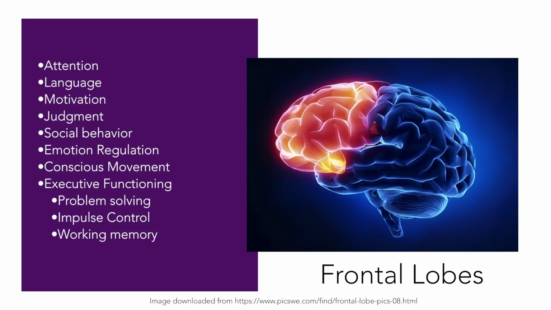It is associated with executive functioning skills, such as problem solving, working memory, or the ability to manipulate information in your mind. An example might be like mental math and impulse control. It is also where expressive language, motivation, judgment, social behavior, and emotion regulation arise. Toward the back of the frontal lobes, there's the motor cortex, where the brain receives information from various parts of the brain and then carries out movement as it sends signals then to the spinal cord.